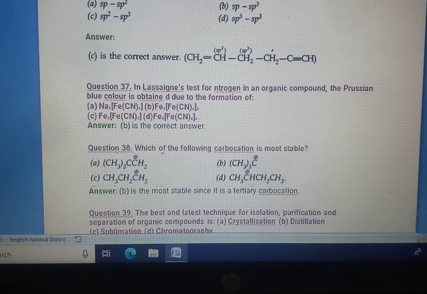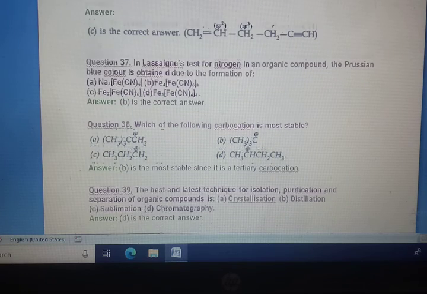See here, as I had informed you, maximum hyperconjugation bonds will be there, but on the above side there are hydrogen atoms, but here on the B option you can see carbon with all the three sides having methyl groups, not having hydrogen, so that's why this one will be more stable. Now we are moving to question number 39.